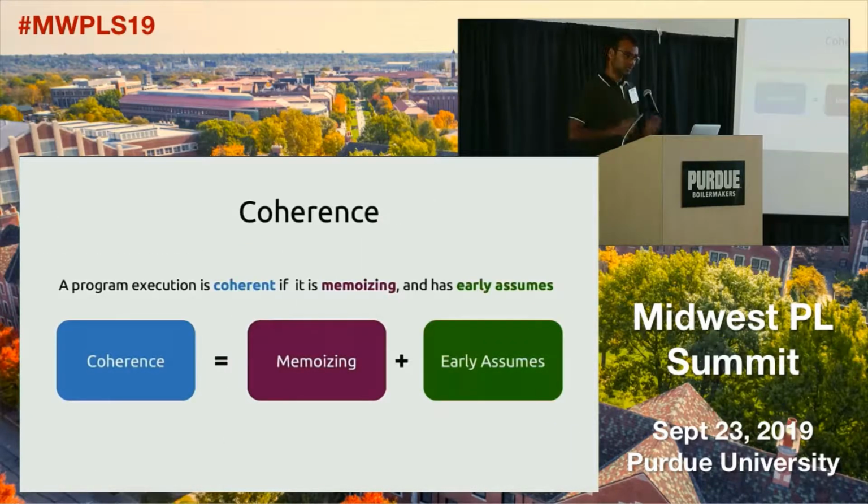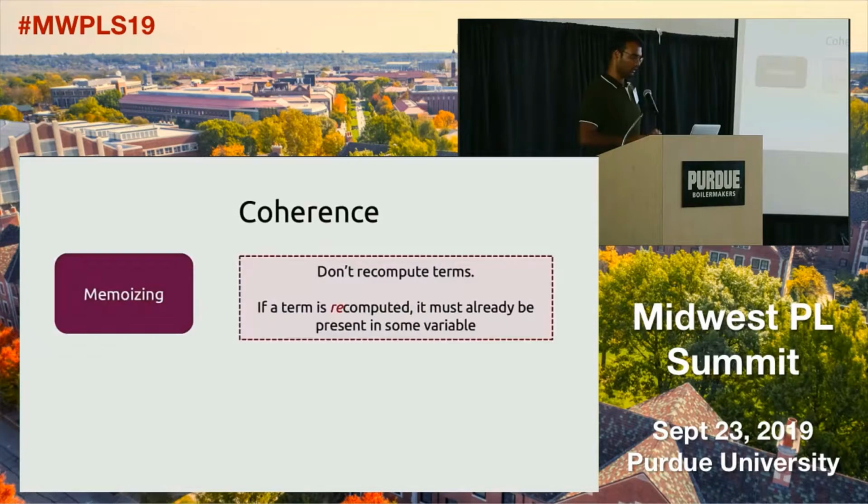Okay, so with this, let's look at the definition of coherence. Coherence is a property of an execution. Recall that executions are sequences of statements: assignment statements, term computation statements, and assumption statements. This definition is intrinsically tied to the algebraic view of such executions. An execution is coherent if it satisfies two properties, memoizing and early assumes. Let's look at both of these properties in detail now. Roughly, memoizing says, don't recompute terms. In other words, if you recompute a term, then that term is already present as part of some other variable currently.